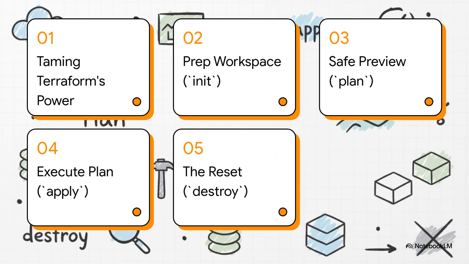So how do we get there? It's pretty simple, actually. We're just going to follow this path right here. We'll start by getting our workspace ready with init. Then we'll create a totally safe preview with plan. After that, we'll execute the plan with apply. And finally, we'll learn how to clean everything up with destroy. By the end, you'll see this isn't just a list of commands, it's a complete, safe workflow.